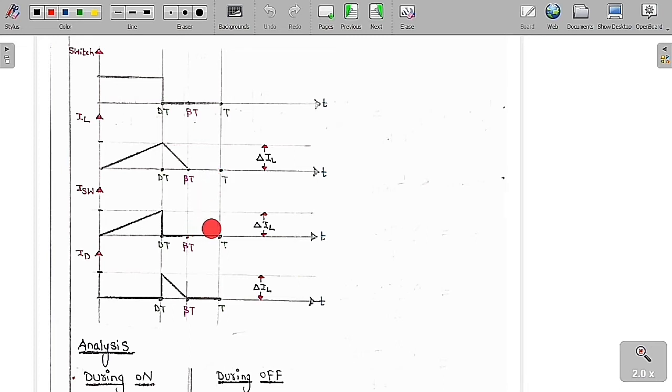So from dT to βT, the switch is open. Therefore its current is equal to 0, and the diode current is equal to the inductor current in this stage, so it is also going to follow the inductor current. What is the ripple current? Delta IL. So we are going to analyze these graphs.